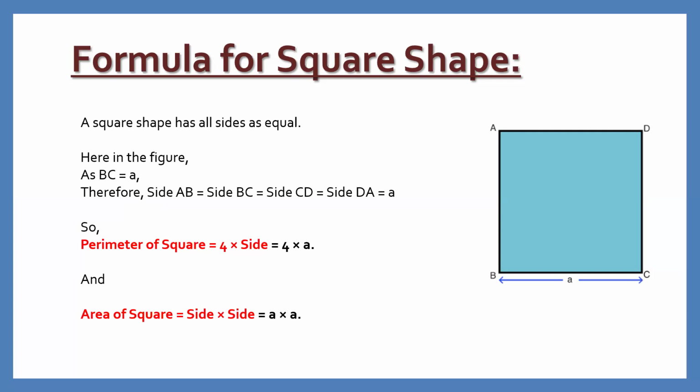So, the perimeter of a square is given by the formula 4 multiplied by side. As in the figure, the side is given as A, so 4 multiplied by A. Then the area of a square is given by the formula side into side. Here we have the side as A, so A multiplied by A. Please make sure you remember the two formulas related to the shape called square, its perimeter and area.